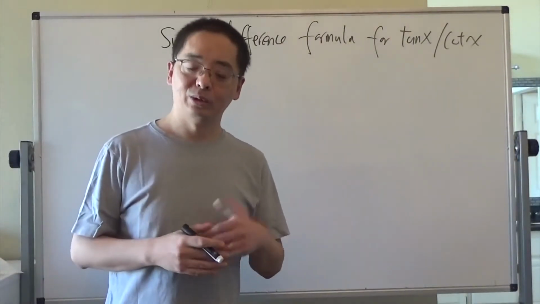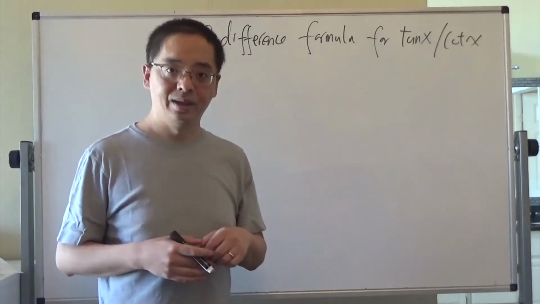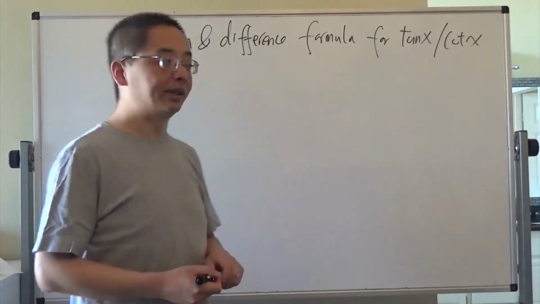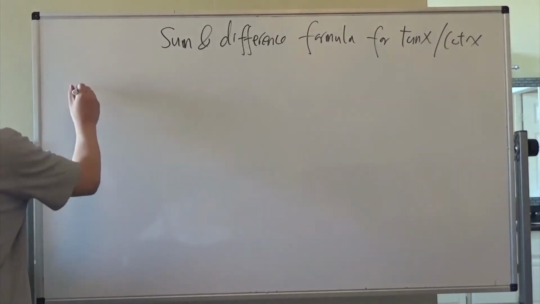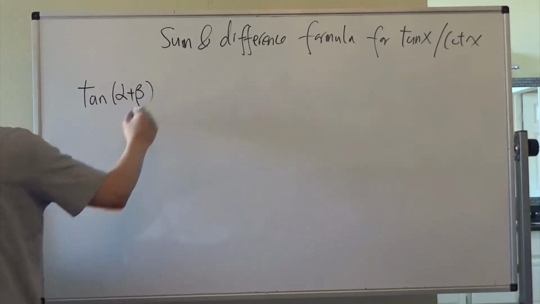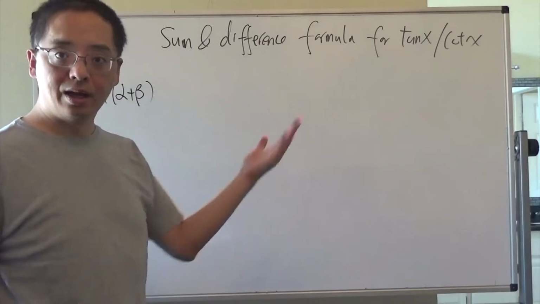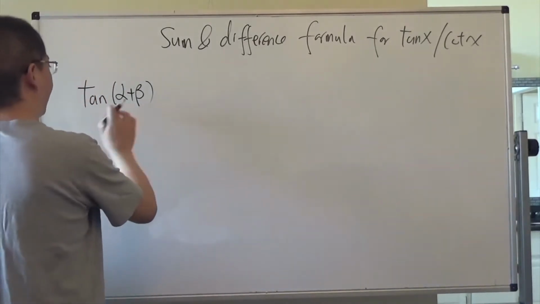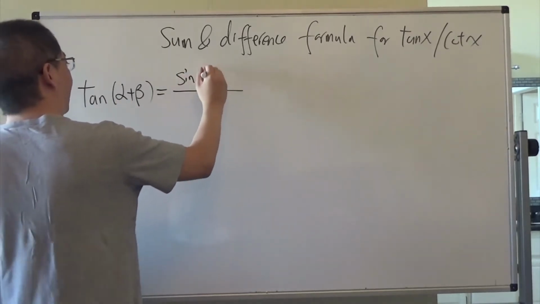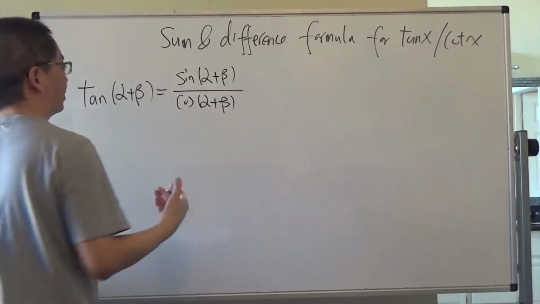Next, we want to derive the sum and difference formulas for tangent and cotangent. Because cotangent is just the reciprocal of tangent, let's just focus on tangent. Our goal is to express tangent of alpha plus beta in terms of tangent alpha and tangent beta. That's the sum formula for the tangent function. If we recall the definition, tangent of alpha plus beta is sine of alpha plus beta over cosine of alpha plus beta.